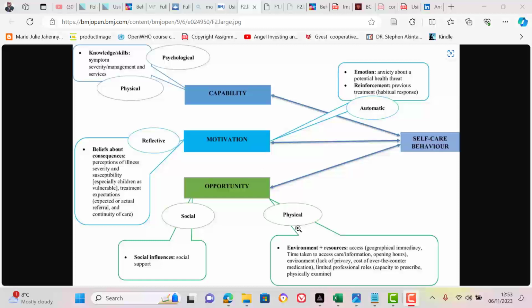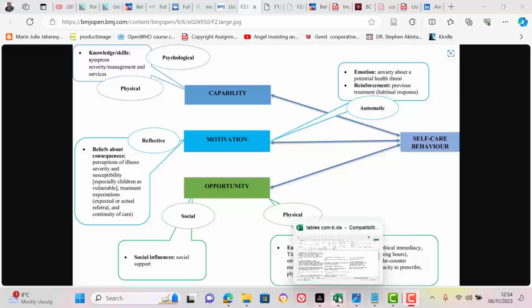physical opportunities. So the TDF framework, the Theoretical Domain Framework, helps us to specifically identify what we mean by capabilities in the COM-B model, what we mean by motivation in the COM-B model, and what we mean by opportunity in the COM-B model. So this is just a brief overview of the theoretical underpinnings. Now we move straight to the planning of intervention.